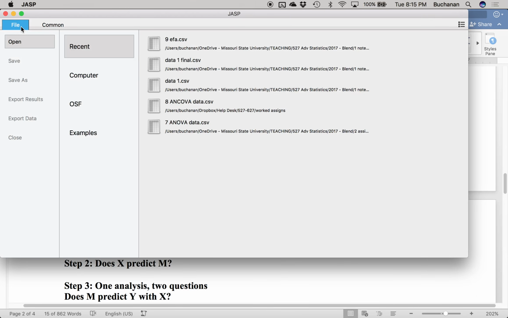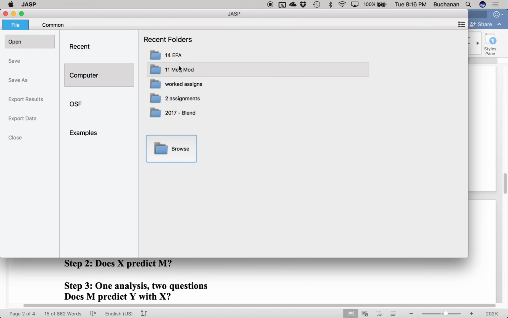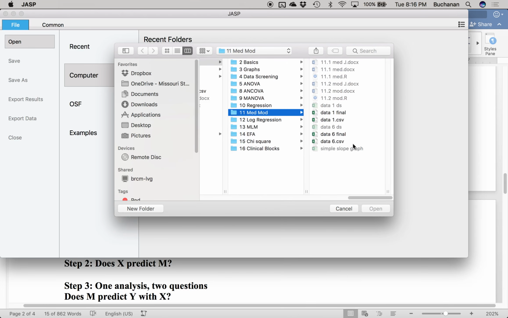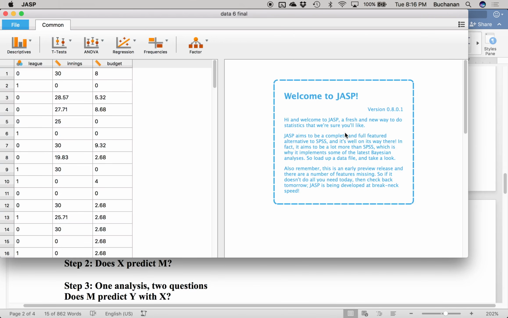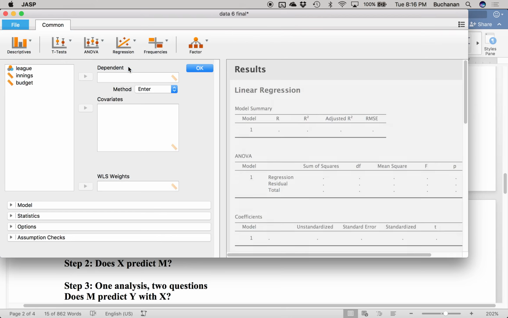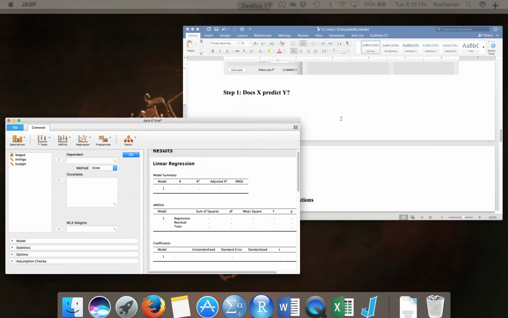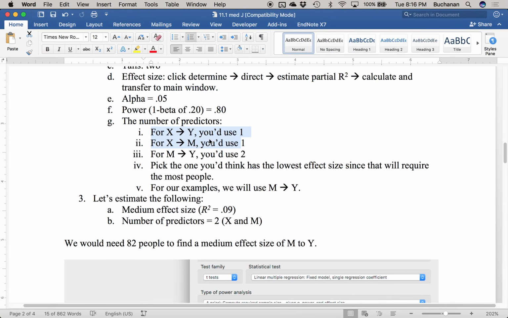So I'm going to open my file. Which should be our data 6 final here. So it's dummy coded so I can use it. I'm going to click on regression and linear regression. And then we'll come back over here. We'll talk about what are our predictors and stuff here.